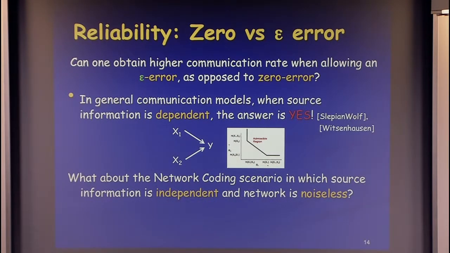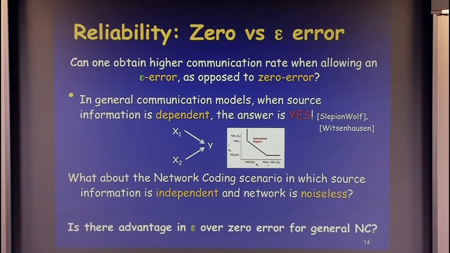So we're assuming independent sources and a noiseless network, and we're asking what happens in this case. What about the network coding scenario when there's no noise and all the sources are independent? Again, is there an advantage in epsilon versus 0?